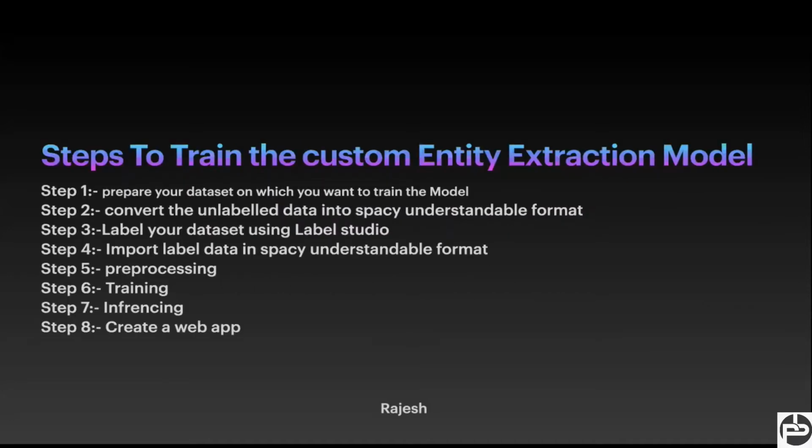We have seen some basic steps: prepare the dataset which you want to train the model on, and then convert the unlabeled data into the specific understandable format. These steps I am not writing myself; I captured them from the spaCy official document. I will share that file and that site in the description.